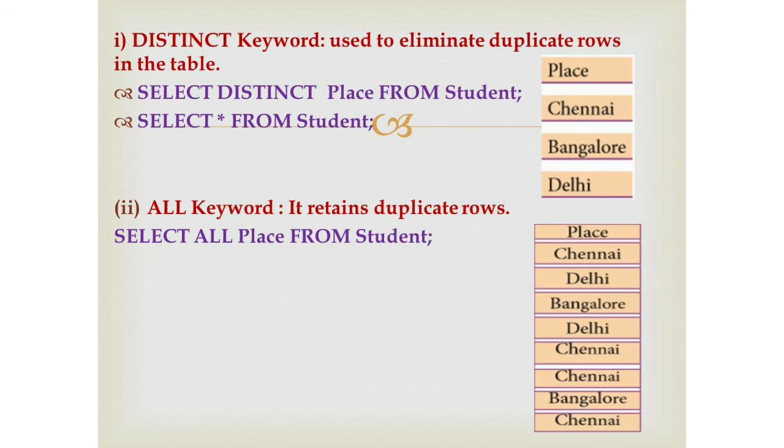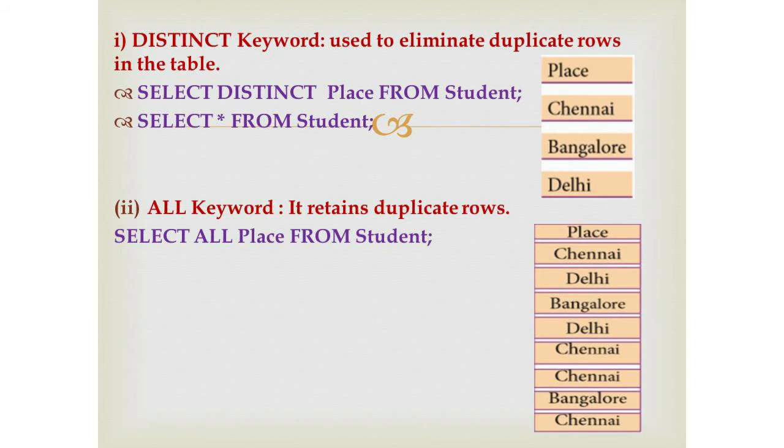When the keyword distinct is used, only one null value is returned, even if more null values occur. If you enter null as data more than once, it will display only one null value. That is, it is mainly used to eliminate the duplicate rows in the table. That's it.